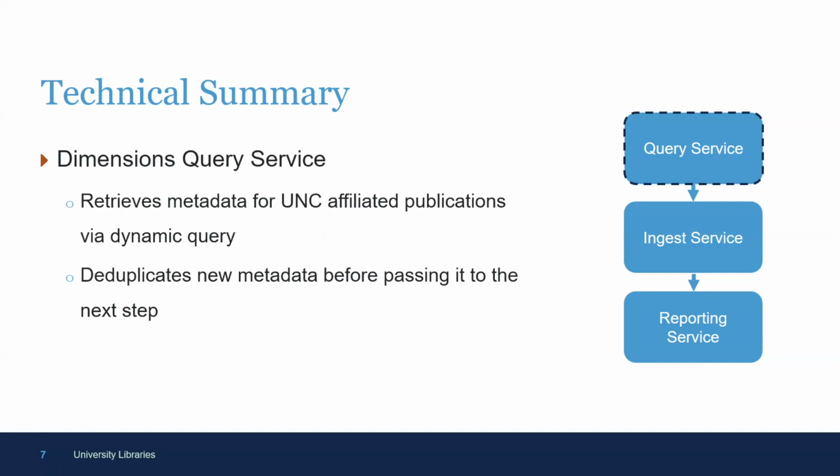Moving into the first part of the process, let's start with the query service. It pulls metadata from the Dimensions API using a dynamically generated query string to target UNC affiliated publications. Once retrieved, the metadata goes through a deduplication process and is passed on to the next stage of processing.